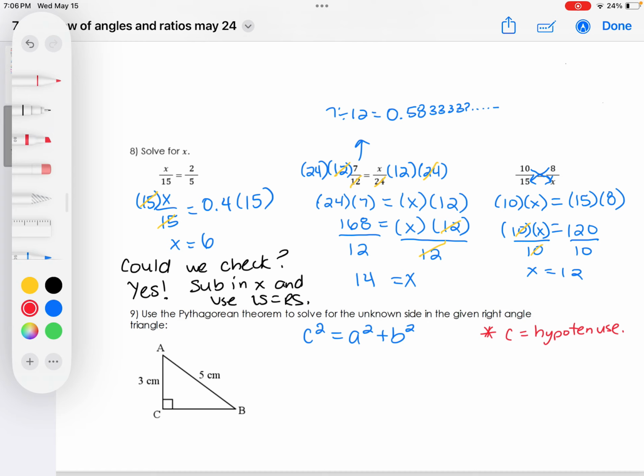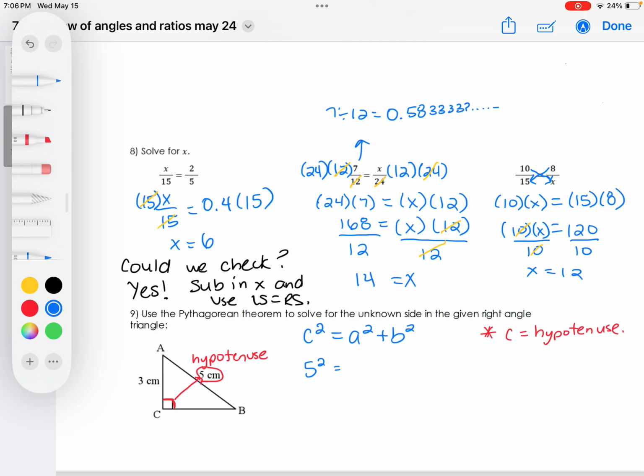So we reminded ourselves what the hypotenuse looks like, the longest side, which in this question is hard to tell because we don't know how long BC is, but we can say the side across from the right angle is the hypotenuse. Okay, so it's going to be 5 squared equals, and it doesn't matter.